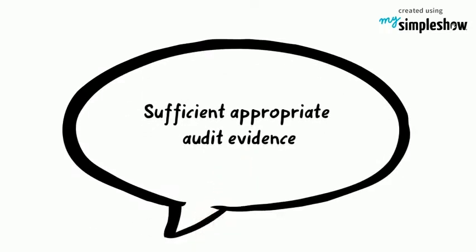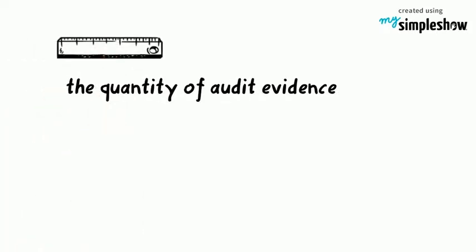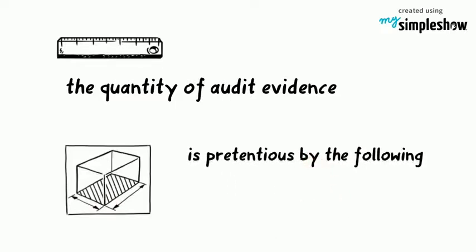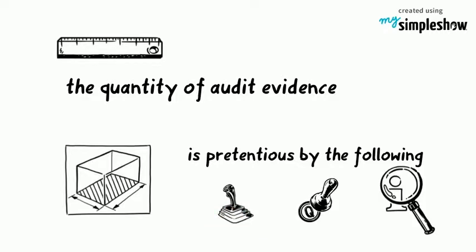Sufficient appropriate audit evidence. Sufficiency is the measure of the quantity of audit evidence. The quantity of audit evidence required is affected by the following: risk of material misstatement or the risk linked with the control, and the quality of the audit evidence obtained.